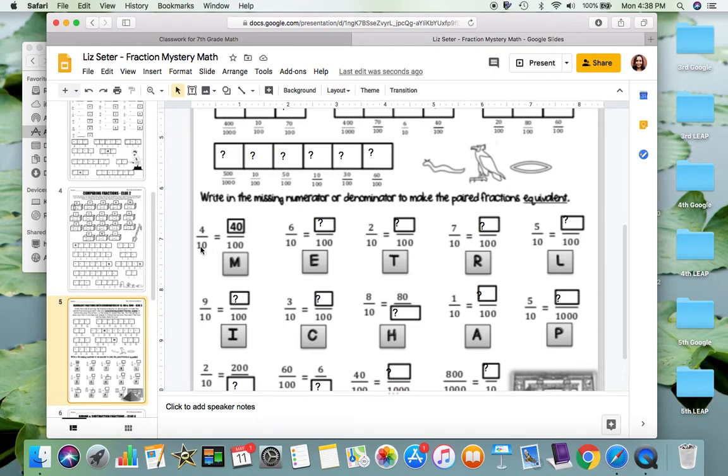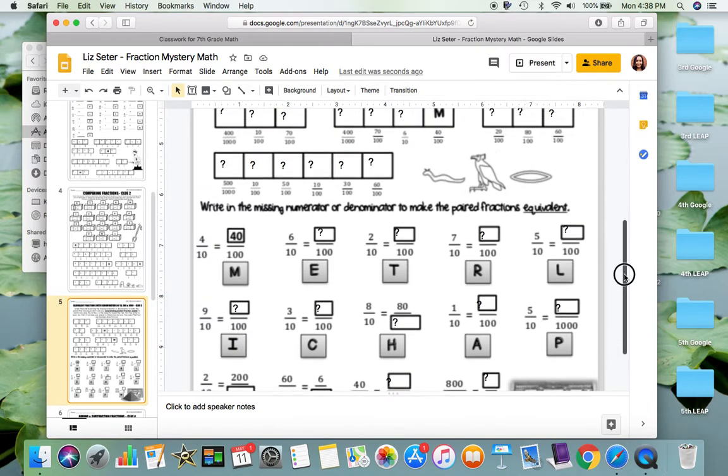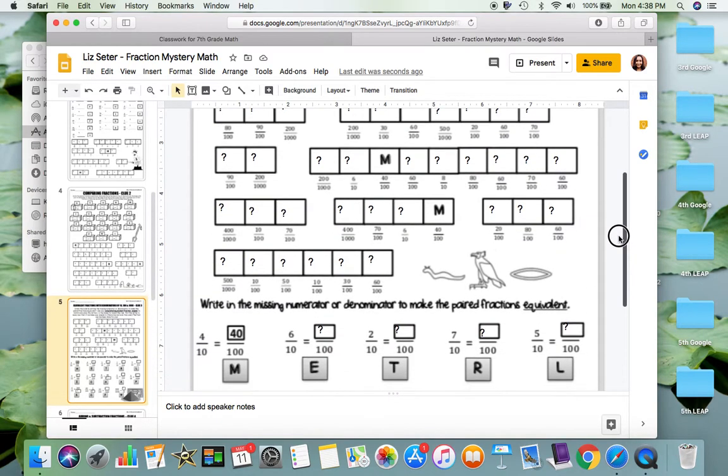So all I'm doing is asking myself, okay, how do I get from 10 to 100? Well, you have to multiply 10 by 10 to get 100. Whatever you do to the bottom, you got to do to the top. So 4 times 10 is 40. So wherever I see 40 over 100, I'm going to put an M. So let's go back up to the top and see. Oh, they've already done it for me right here. So wherever you see 40 over 100, you're going to stick an M.